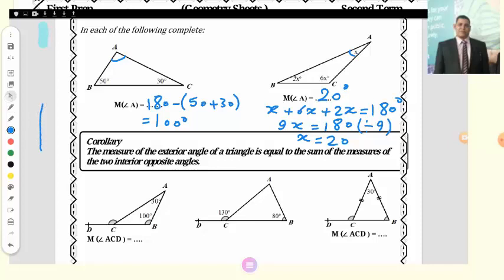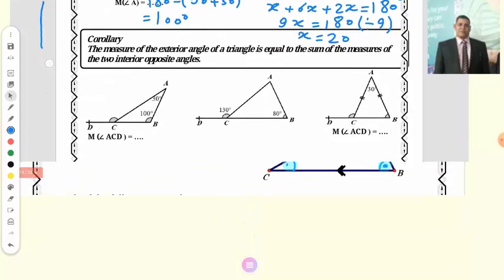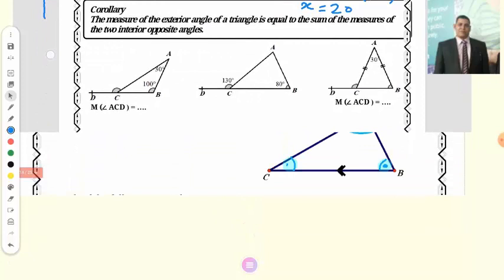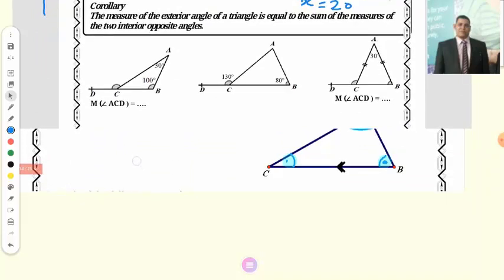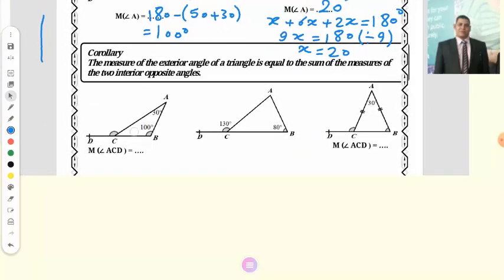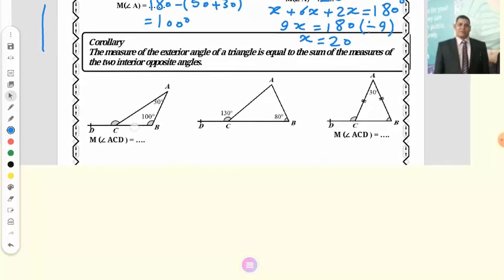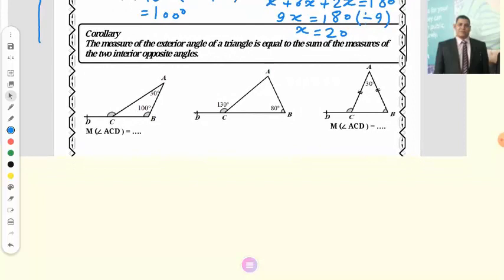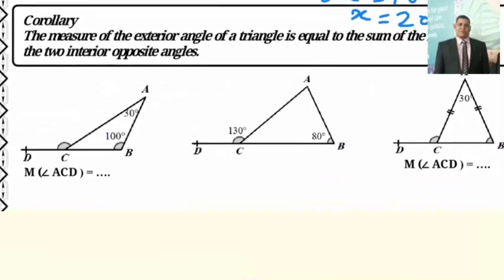Here we have some notes about the triangle, and this note is very important. The measure of the exterior angle of a triangle is equal to the sum of measures of the two interior opposite angles.